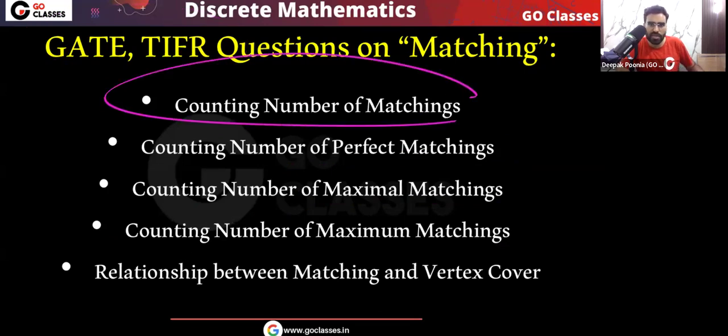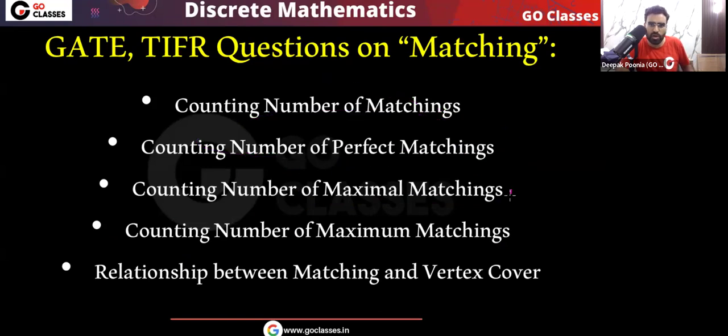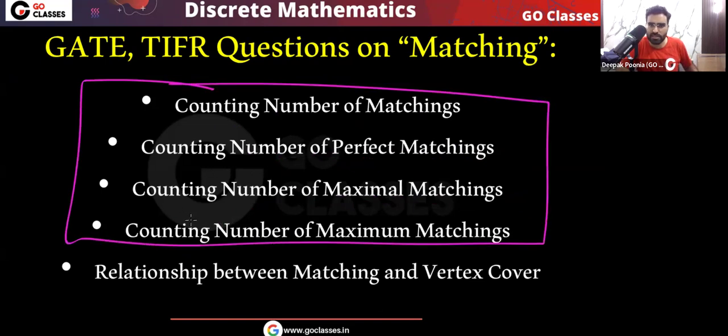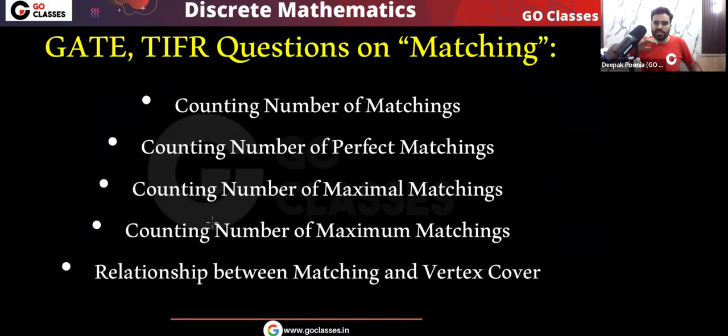Remember one thing: to count the number of matchings, perfect matchings, maximal matchings, or maximum matchings, for these types of questions, always think recursively. We are going to do a lot of practice. We are going to solve a lot of questions, the GATE questions, the TIFR questions, and some variations from my side. You will become an expert at thinking recursively to count the number of matchings, perfect matchings, maximal matchings, vertex covers, independent sets, maximal independent sets, and so on. All these different types of counting questions can be solved if you think recursively.